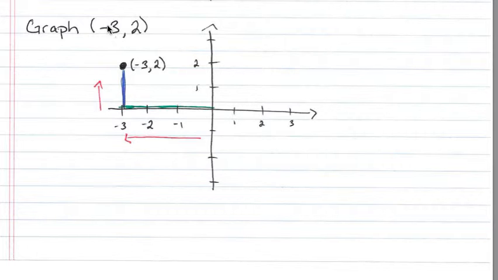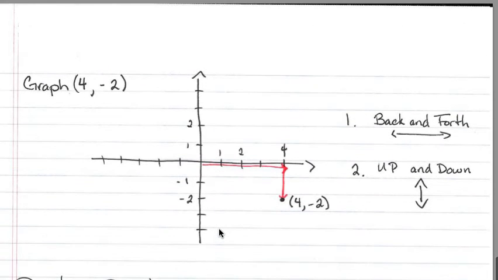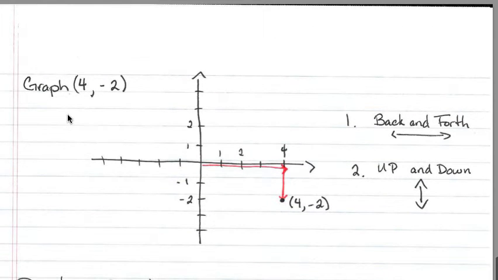So again, it doesn't matter whether it's negative or positive. You do the first number, the x value, on the x-axis, back and forth. The second number, the y value, on the y-axis, up and down. Only if the x is negative, you go this way. If the y were negative, we would go this way, as we will see from this problem.